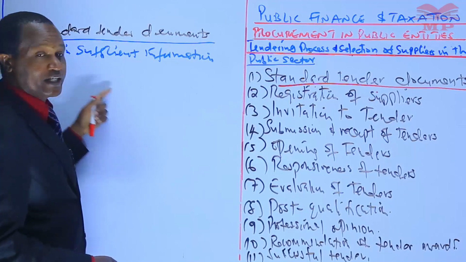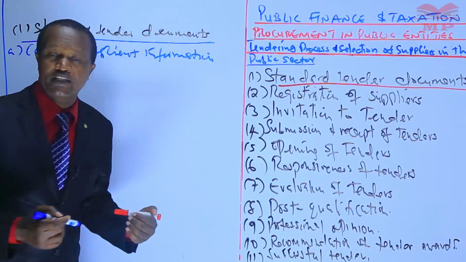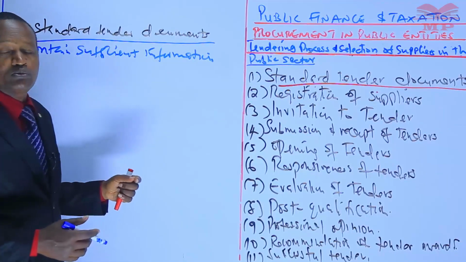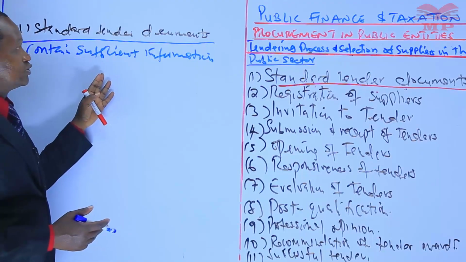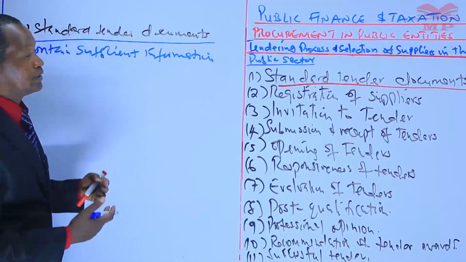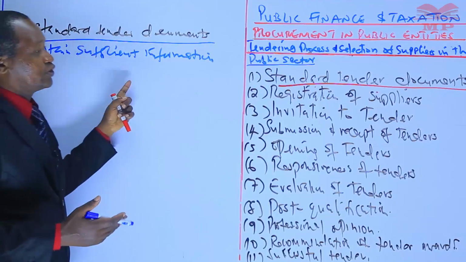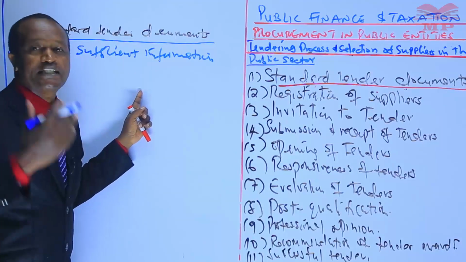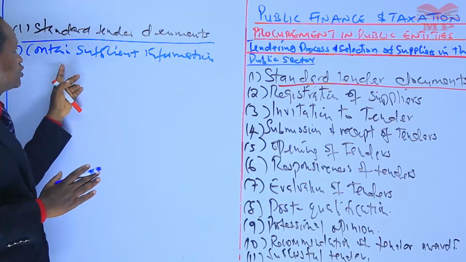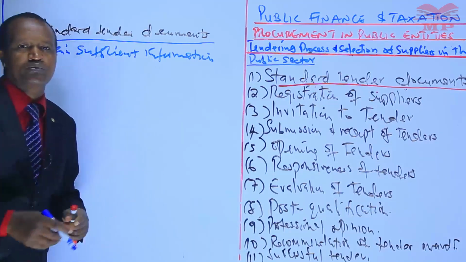And therefore, learners, if you are interested in obtaining a tender from the government or county government or any government department, you don't need to bother about which documents you're going to use to apply for the tender. You should seek the standard tender documents from the procuring entity. And the documents should contain sufficient information.